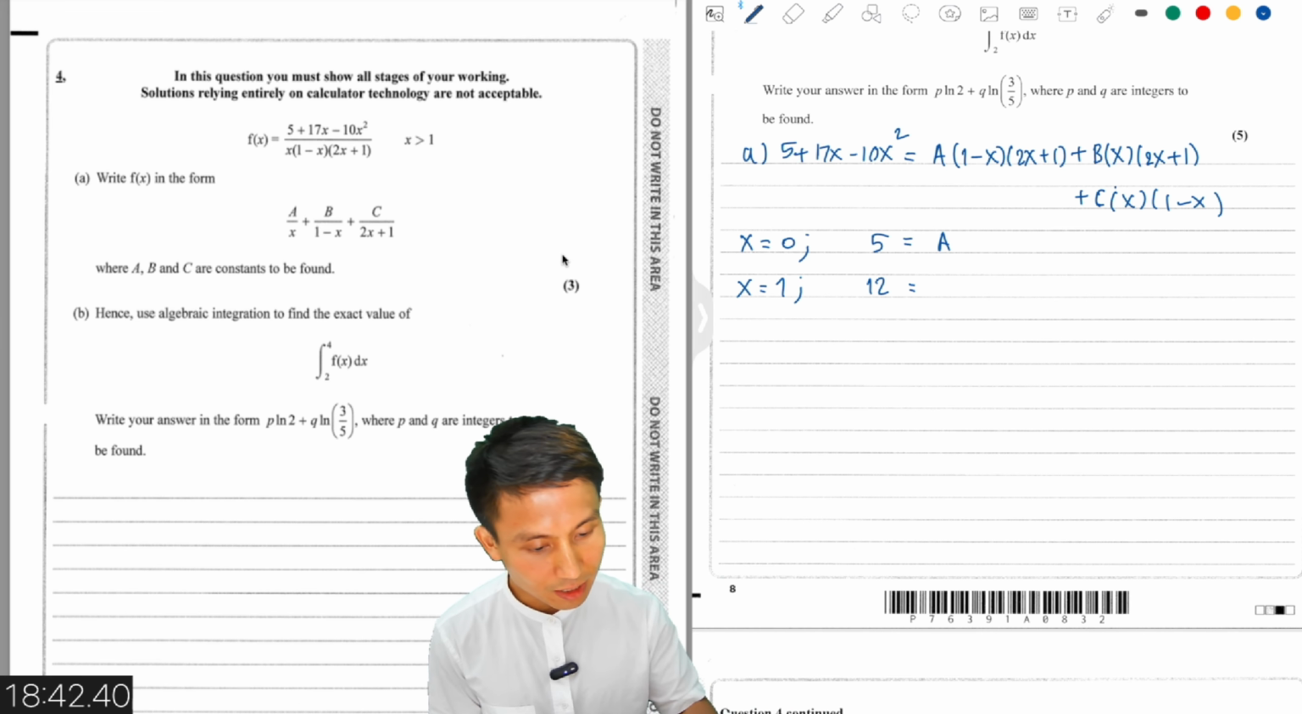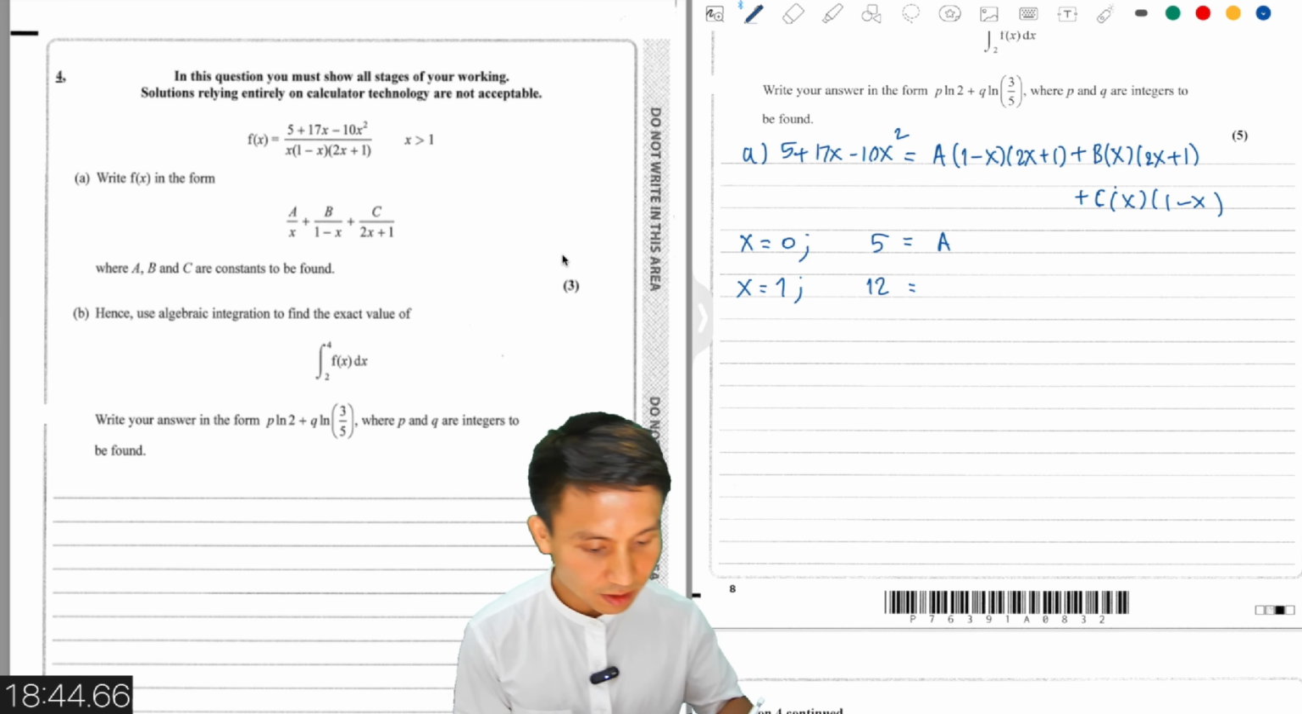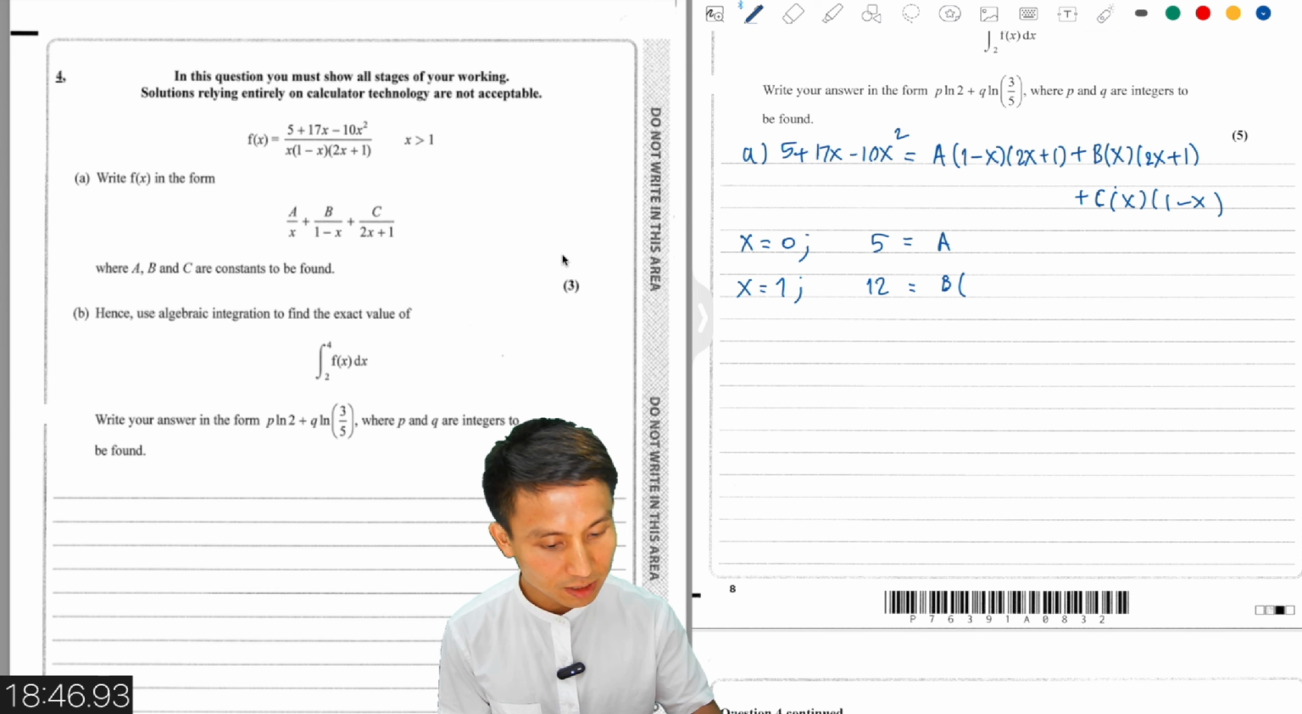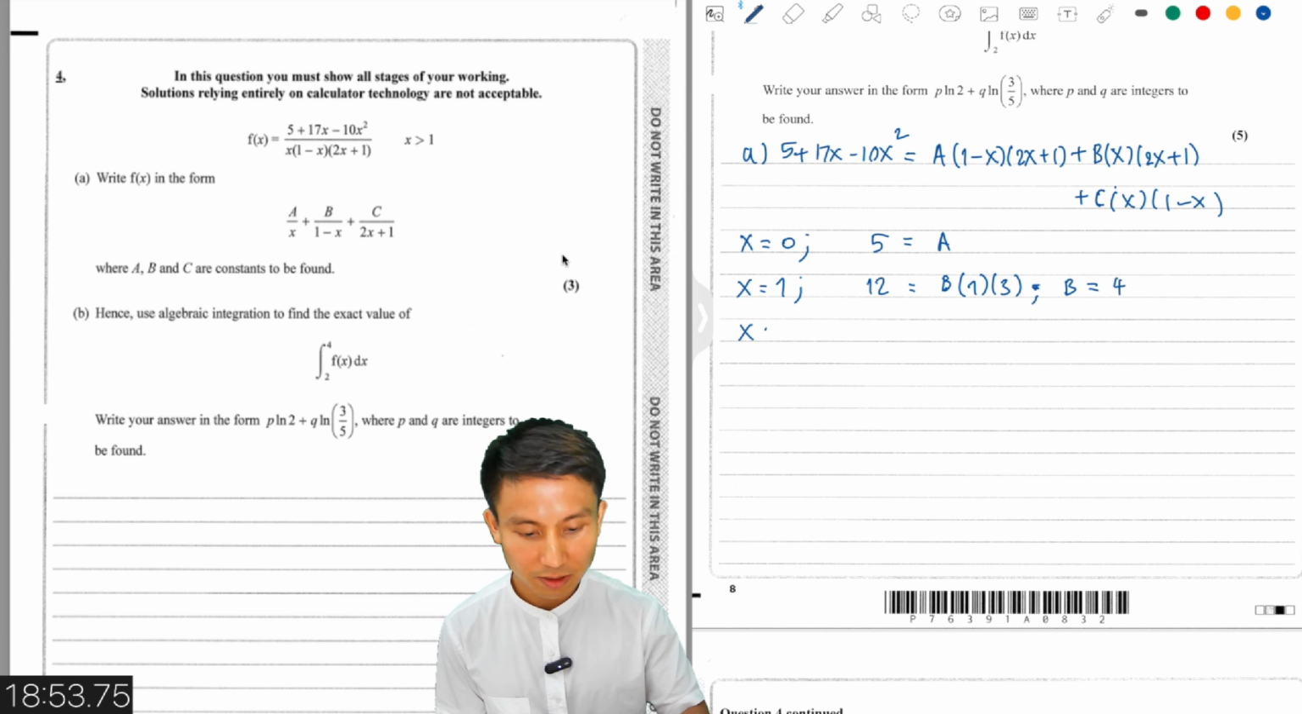Okay. And then the A disappears, the C disappears, we are left with the B. So B is 1 times 3 here. So that means B is just 4, right?